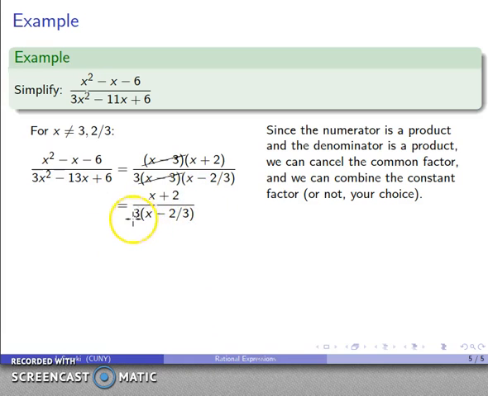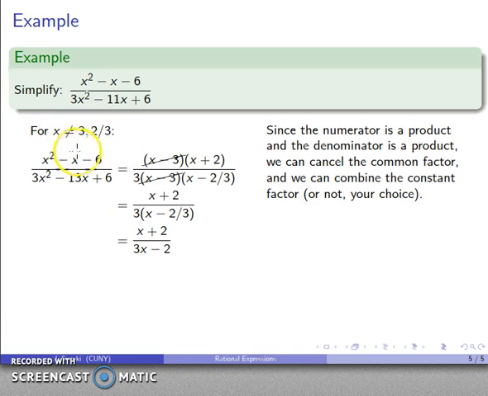I can combine this constant factor 3 with the denominator expression, or not, your choice, depends on what you want to do. So maybe we'll clean it up a little bit, and so I'll multiply this in, get 3x minus 2. Now, here's a very important thing to realize here. This prohibition, x cannot be 3, x cannot be 2/3, still holds. So this expression is this expression, as long as x is not equal to 3, not equal to 2/3.